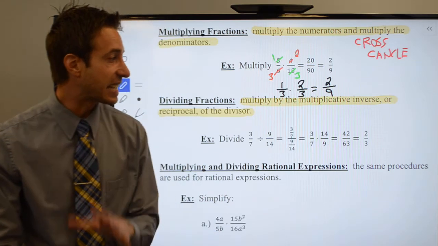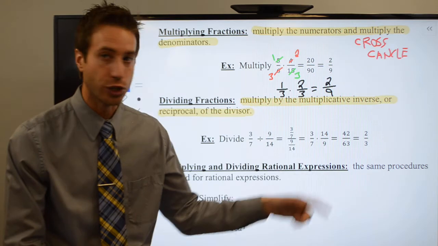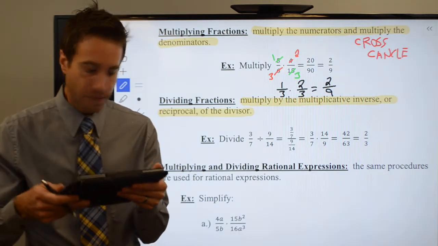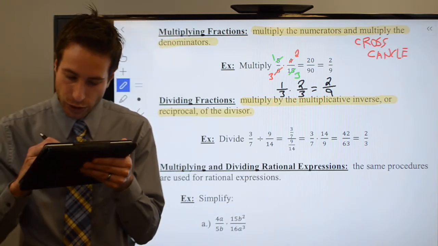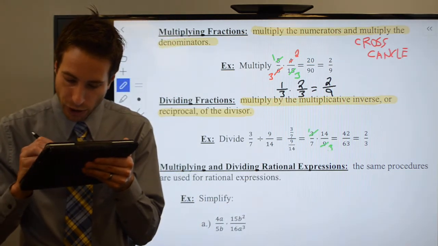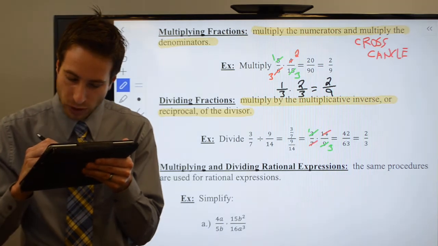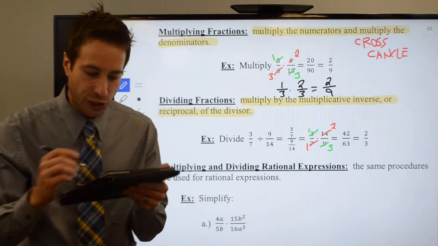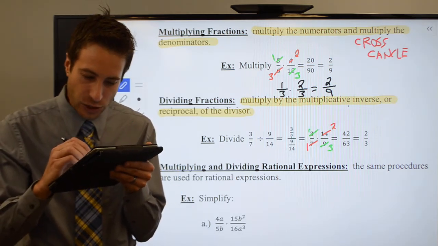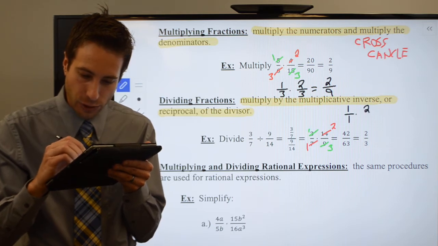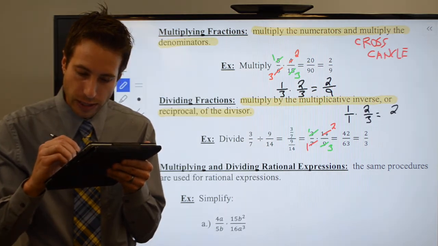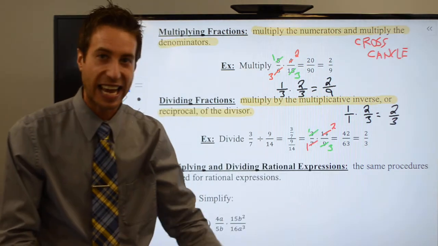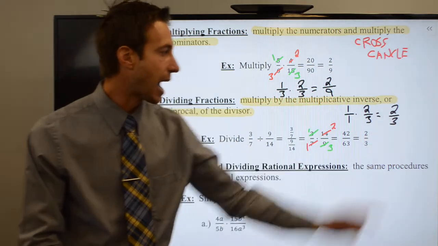Again, at this point, I would encourage you to cross-cancel first, in which case the 3 and the 9 would reduce to a 1 and a 3. The 7 and the 14 would reduce to a 1 and a 2. And then what I actually have is 1 over 1 times 2 over 3, which of course is 2/3. I get the exact same answer just by cross-canceling. Once I do my multiplication, I am already simplified.